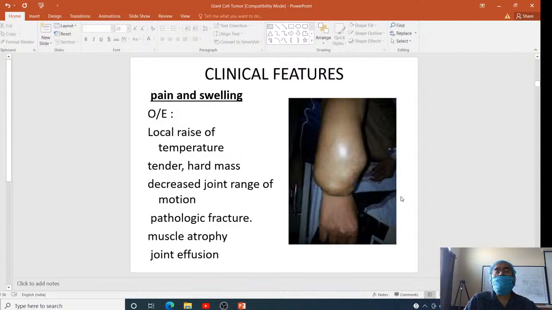So, what are the clinical features? So, this is a hand. Can you believe this? This is a hand. This is the wrist joint, and this is the hand. So, what are the bones in the forearm? This is radius and this is ulna. So, GCT is quite common in the lower end of radius. So, this is a GCT lower end radius clinical presentation.